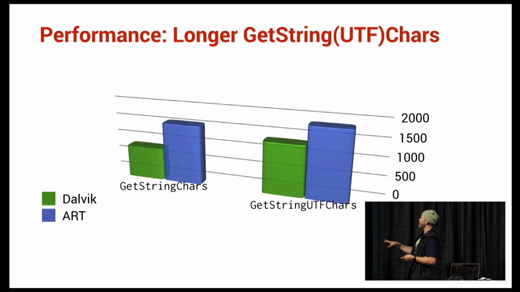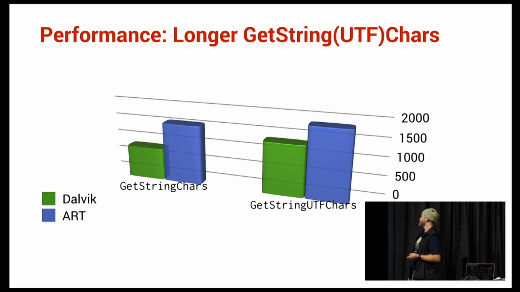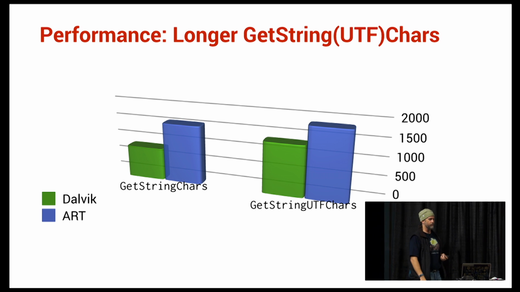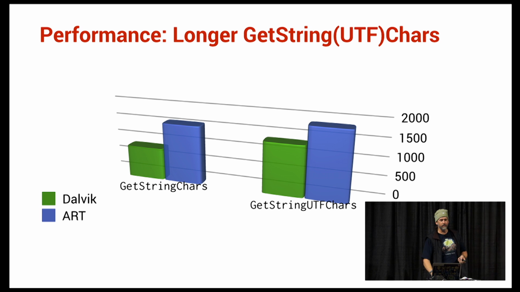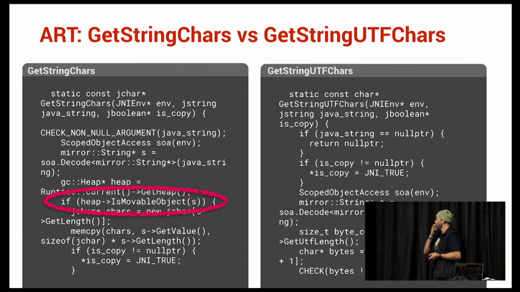And we see more of what we would expect. GetStringUTFChars is now slower than GetStringChars. So the question is, why was GetStringUTFChars ever faster under ART? So let's look at some source code.